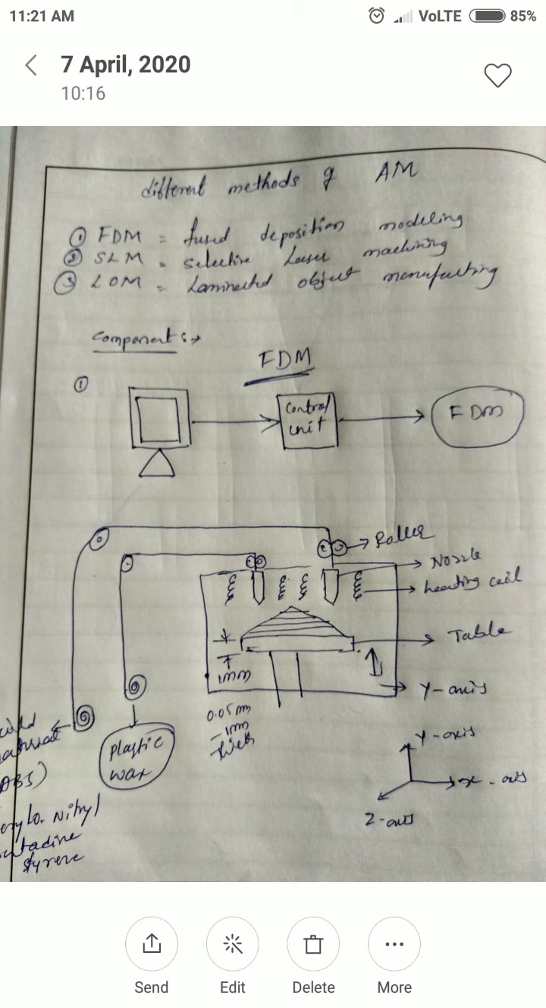The first method is SLA, stereolithography, and the second one is LTP, liquid thermal polymerization, and the third one is FDM, fused deposition modeling, and the fourth one is BPM, ballistic particle manufacturing, and the fifth one is SLM, selective laser melting, and the sixth one is LENS, laser engineered net shaping, and the seventh one is BJP, binder jet printing. So these are what I am going to discuss; the names I mentioned are what we call the different methods of additive manufacturing.